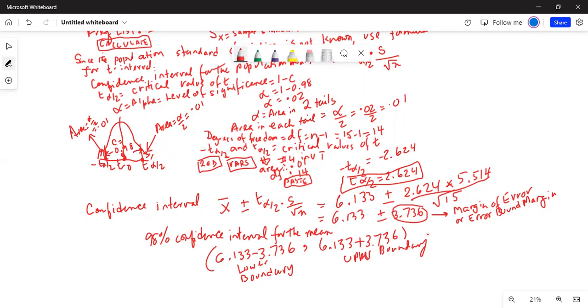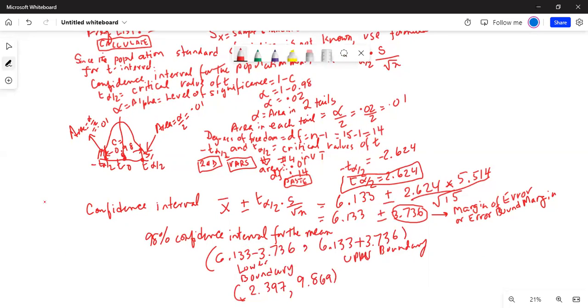6.133 minus 3.736 is 2.397, comma 6.133 plus 3.736. This is 9.869. So these are the two limits of the 98% confidence interval.